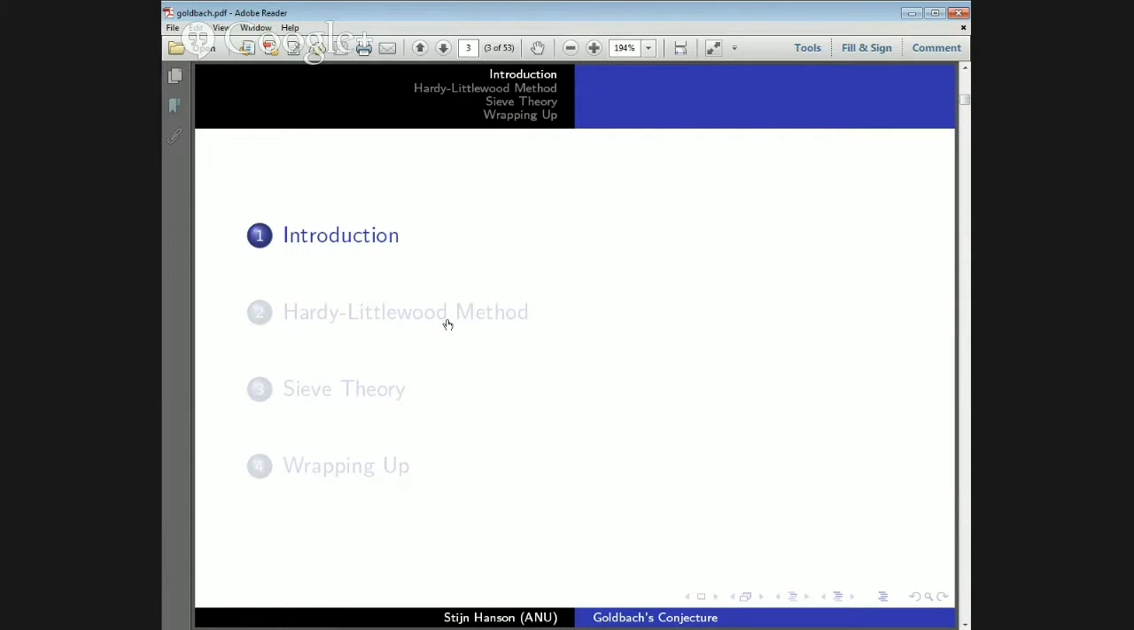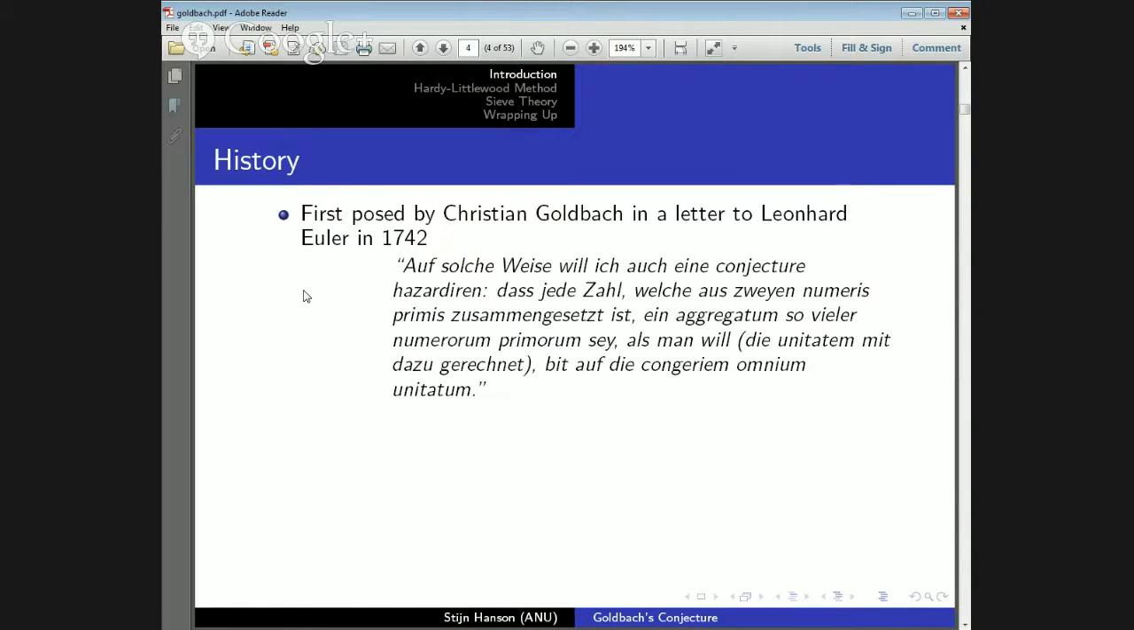And I'd like to apologize in advance for my horrendous German pronunciation. But so back in 1742, Christian Goldbach, who I'm not aware if he did anything else particularly remarkable mathematically, wrote a letter to Leonhard Euler, who of course did many remarkable things mathematically, being one of the most prolific mathematicians of all time, despite horrific physical obstacles like blindness and things like that.